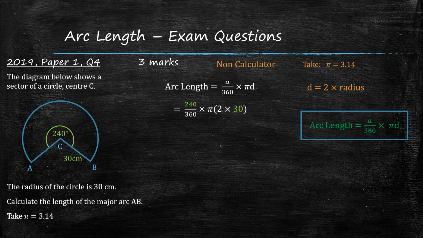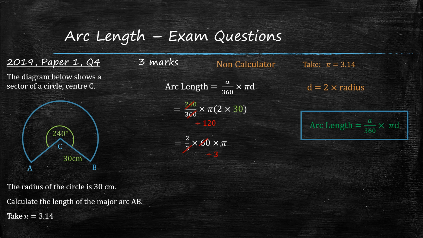So now before we do the multiplication, as this is a non-calculator question, we should make our lives a little bit easier by simplifying as much as possible. So if we look at the 240 over 360, both of these can be divided by 120, so let's simplify or cancel these down. This gives us 2 over 3 times 60 times pi. Again, we should look to simplify.